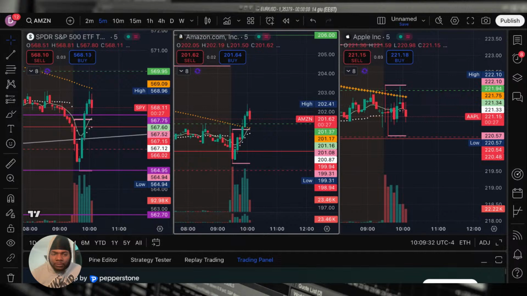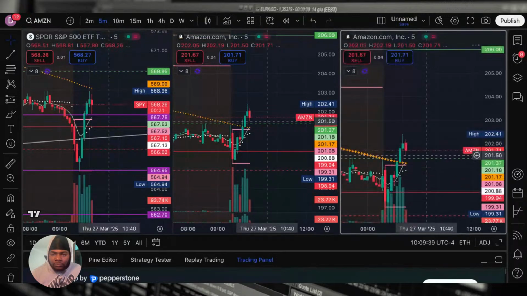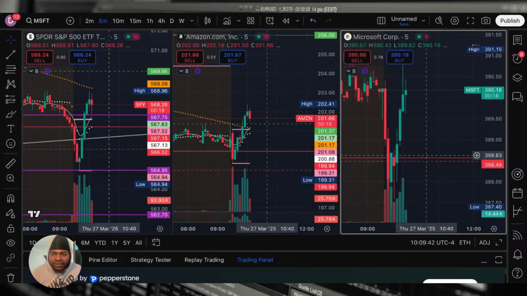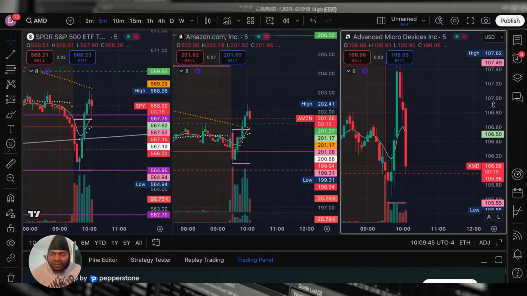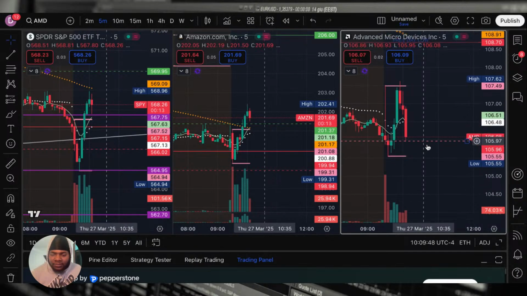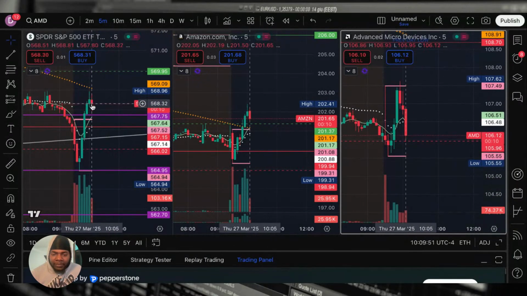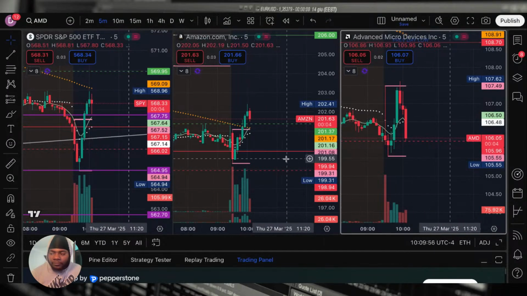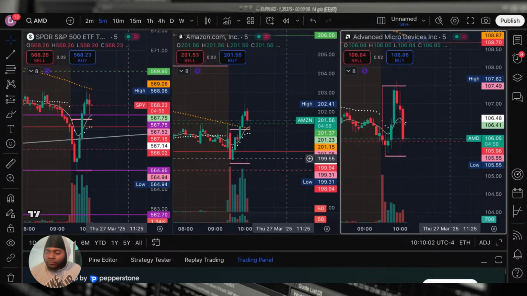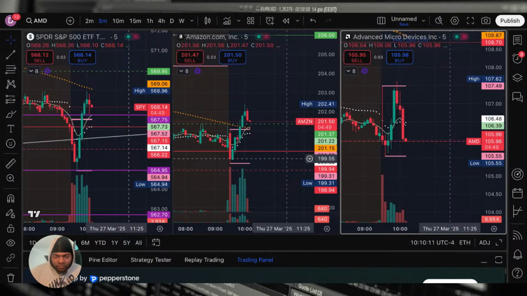AMD. Did anybody catch that Amazon trade with me? Probably didn't. All right, you see spot bouncing. Spot bouncing right here. You see that? Let's see what this candle does right here.